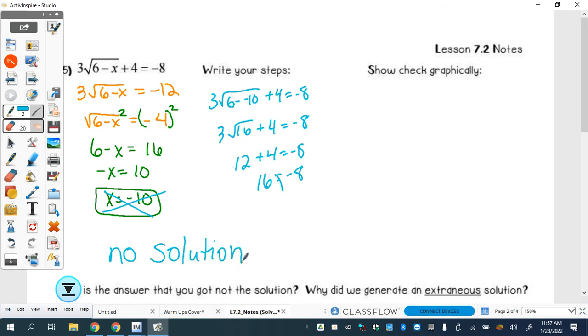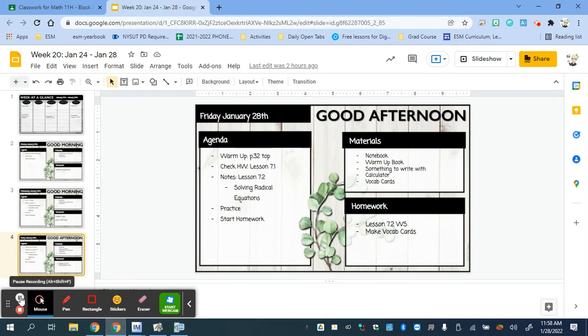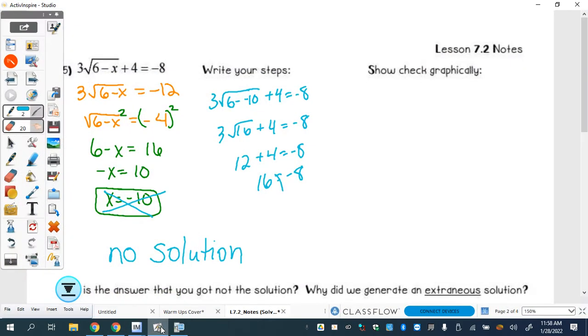So we're going to take a look at quickly, graphically, what ends up happening and why we have no solution. So if you don't have your calculators out, grab them now. All right. So what we're going to do is everything on the left side of the equal sign, type that into your y1. So 3 square root of x, or 6 minus x plus 4.